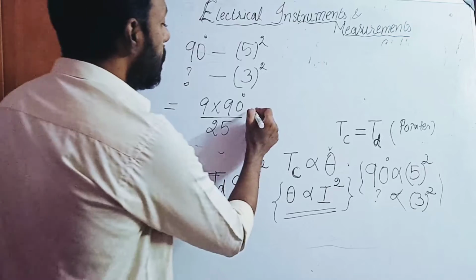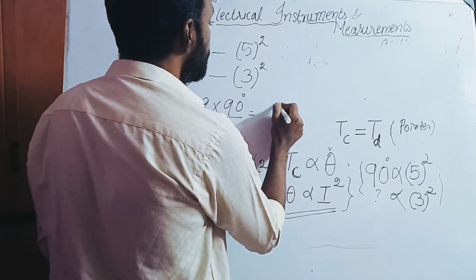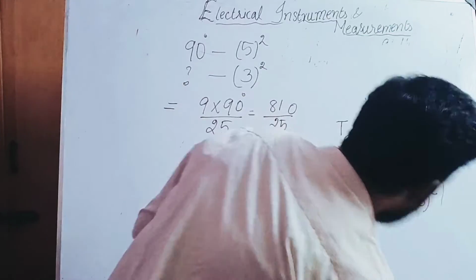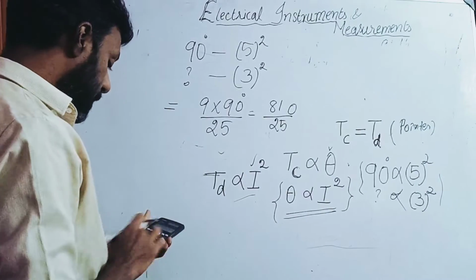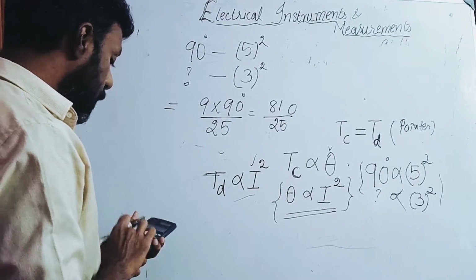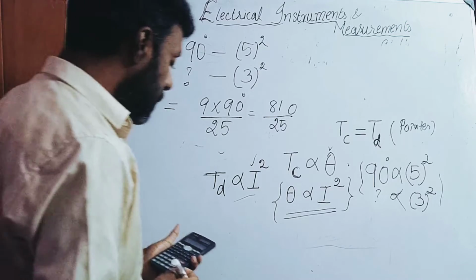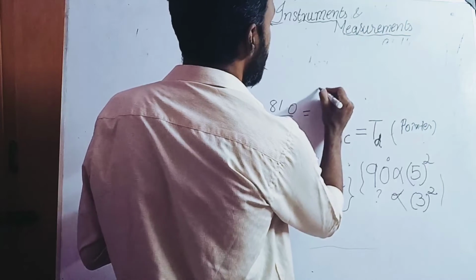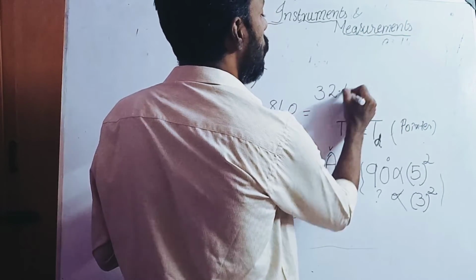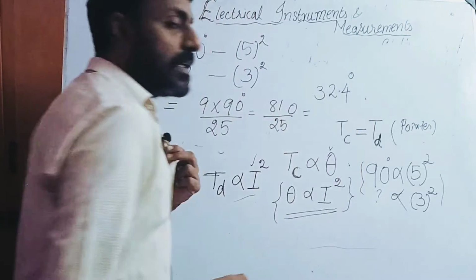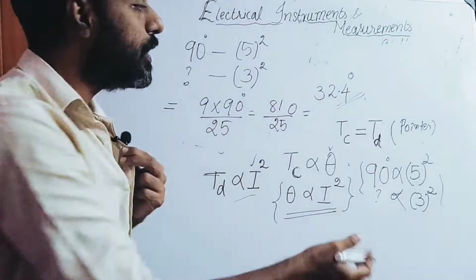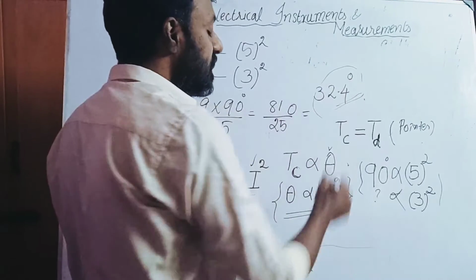So 9 zeros are 0, 9 nines are 81, divided by 25. So 810 divided by 25 is nothing but 32.4. So the answer is 32.4 degrees, because we need to find the deflection. Deflection is given in degrees. Okay, 32.4 degrees. So this is the value.